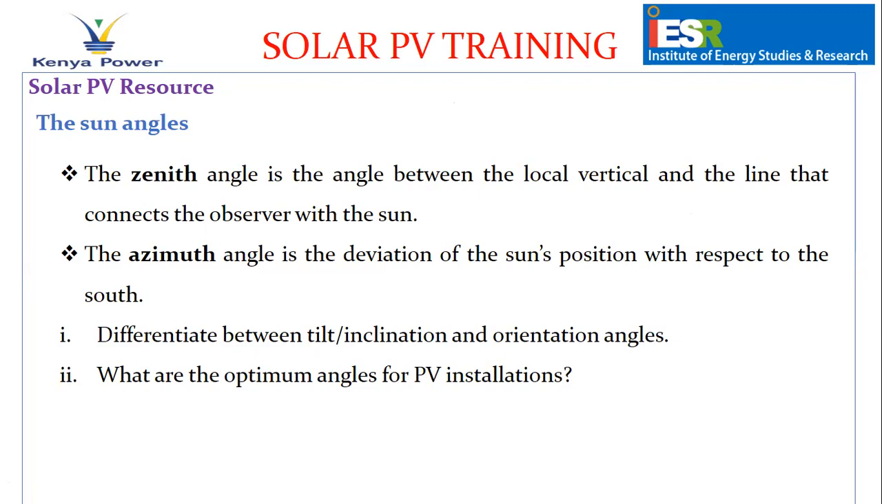There are some solar PV modules or systems which have trackers, so that the solar PV modules track the position of the sun for maximum solar irradiation. You'll find that those solar PV modules are motorized or fitted with motors, and they are able to tilt or rotate and get inclined as required. Now I'm asking about the difference between tilt or inclination and the orientation angles, and what the optimum angles for PV installations are. Let me check the chat area for a few responses.